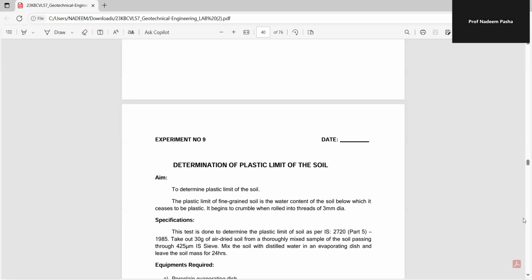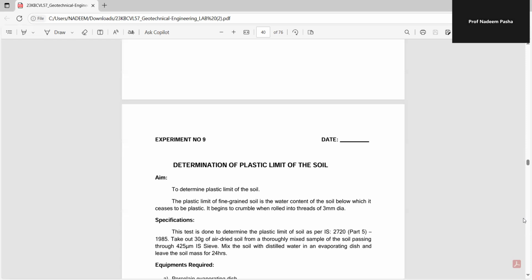So the plastic limit of the fine grained soil is the water content of the soil below which it ceases to be plastic. It begins to crumble when rolled into threads of 3 mm dia. So what is the specification? This test is done to determine the plastic limit of the soil as per IS 2720 part 4 1985.